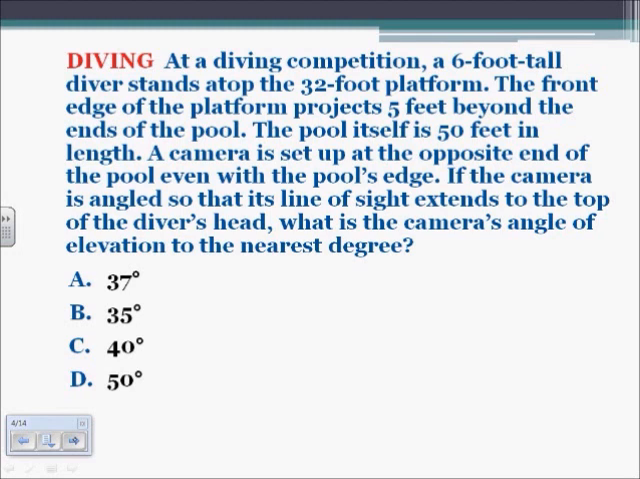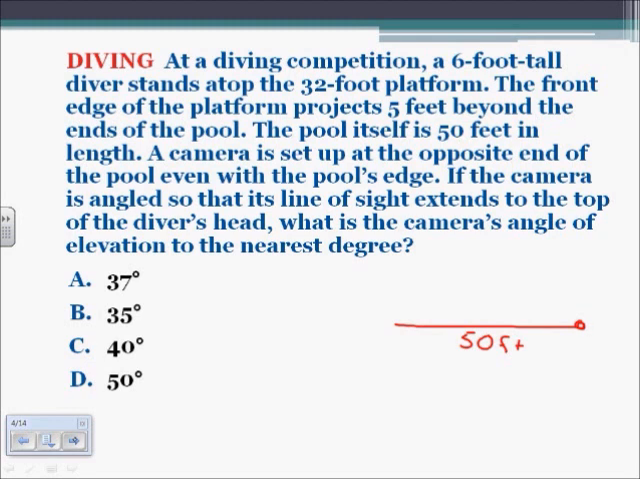So again, we must draw that picture to set it up. So let's just take out some things we need to know right away. We have a 6-foot tall diver on a 32-foot tall platform that sticks out 5 feet. So if I start drawing, we have a pool that's some length, it says that it is 50 feet. So let's draw a pool. I have a pool. The pool is 50 feet.